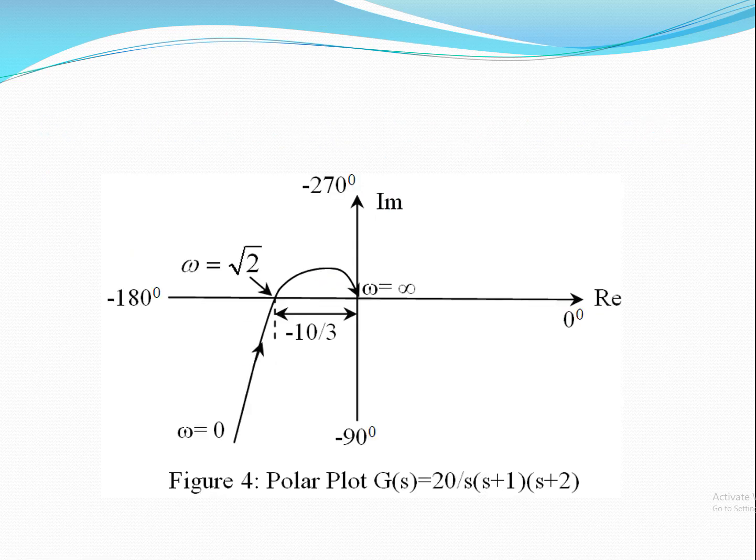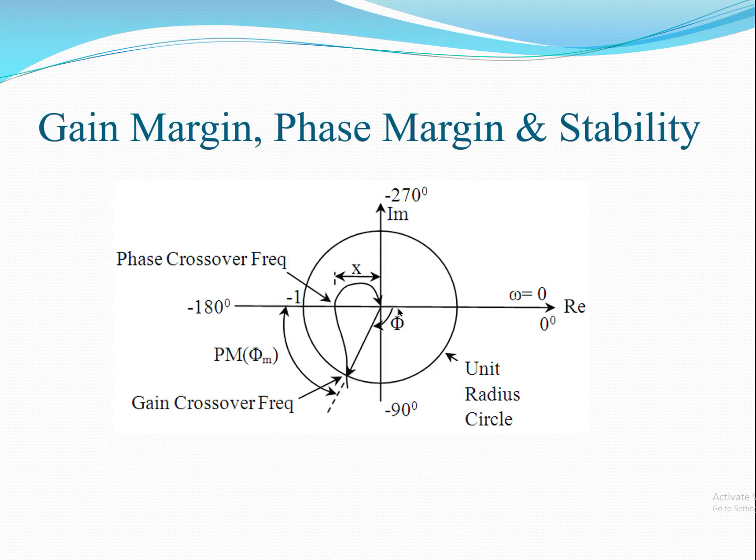Now we will find the gain margin, phase crossover frequency and gain crossover frequency for the polar plot, and how to construct the Nyquist plot. Suppose we have got this plot. Which type of system is this? It is a type 1 system, so the type 1 system has a plot like this. Now we will draw the unit circle, that means whose radius is 1. I will draw a unit circle like this.